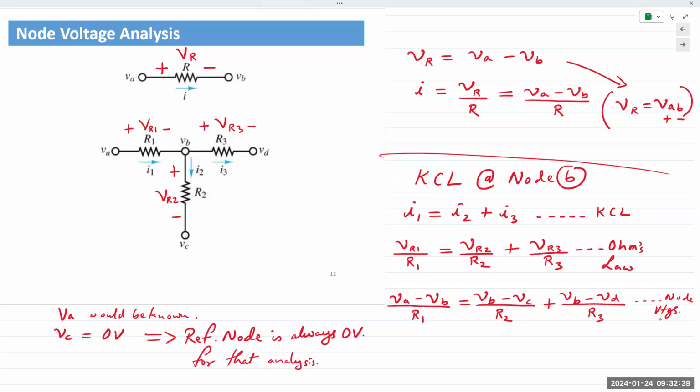If you choose node B as your reference, then VB for that analysis will be 0. Your equations might look a little bit different, but the answer at the end would always come out to be the same. It doesn't matter what you choose as your reference node. So, 10-second pause. Let me know if you have any questions.